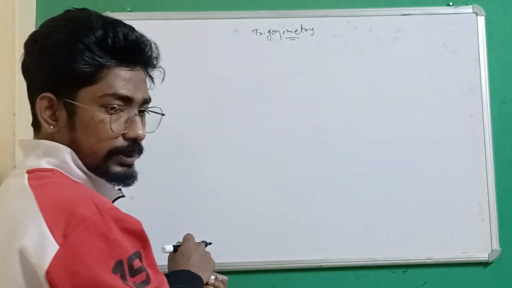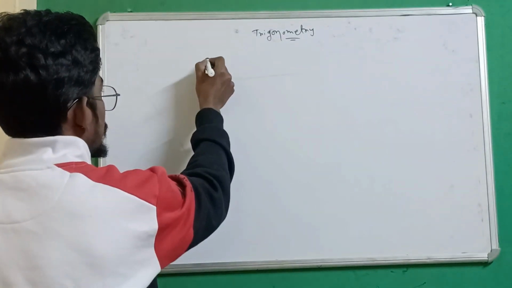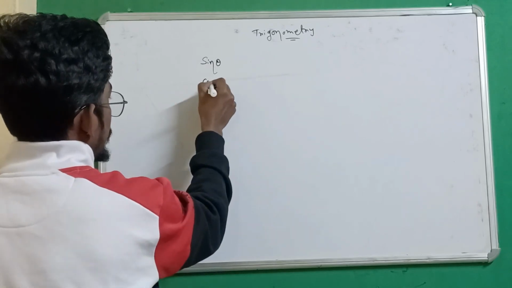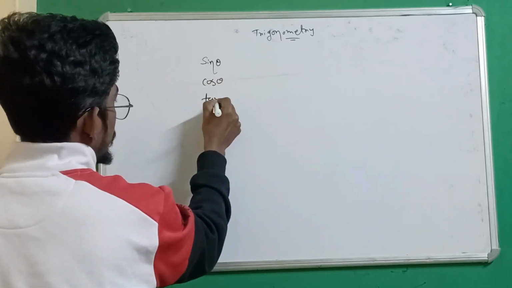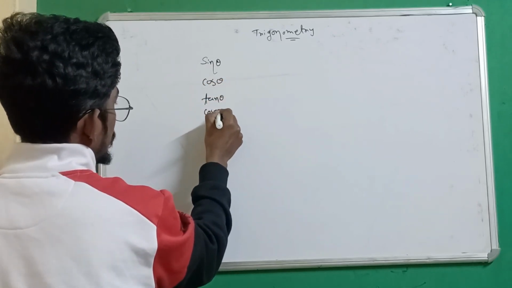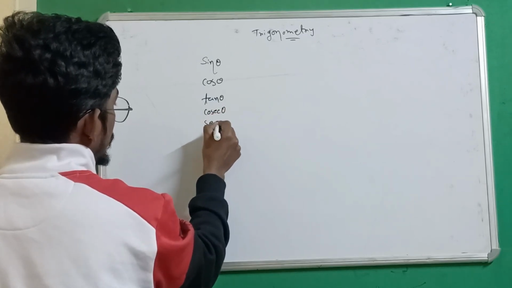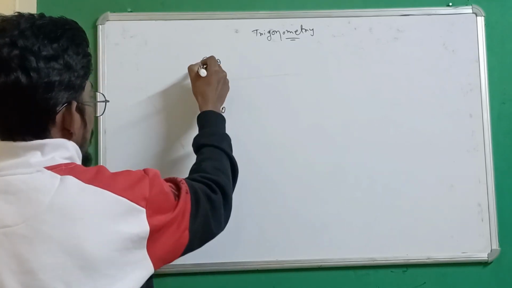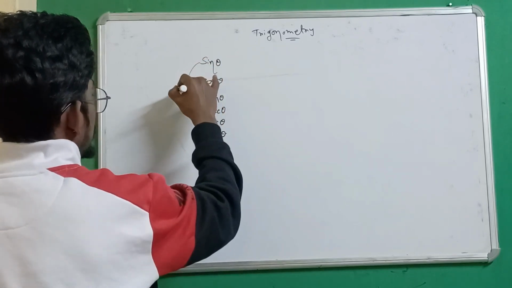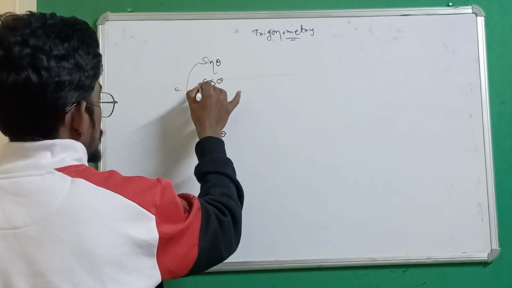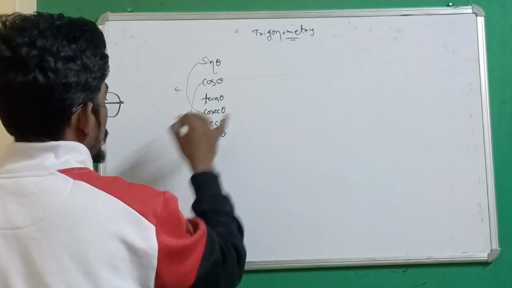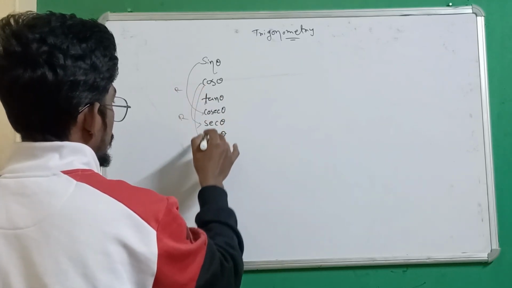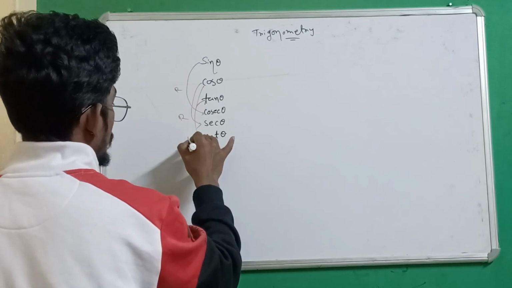The basic is, there are operators like the sine operator. If you consider the angle theta, you will get sine theta, cos theta, tan theta, cosec theta, sec theta, and cot theta. Reciprocal of sine is cosec. Reciprocal of cos is sec. Reciprocal of tan is equal to cot.